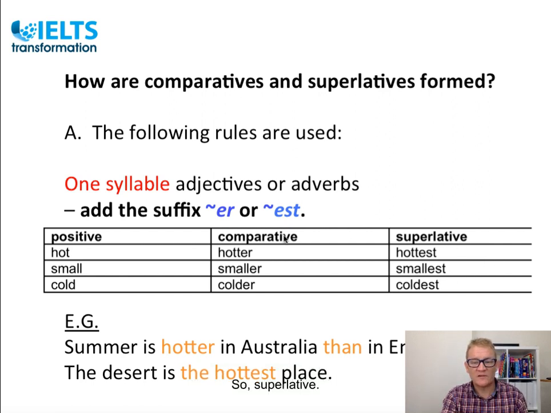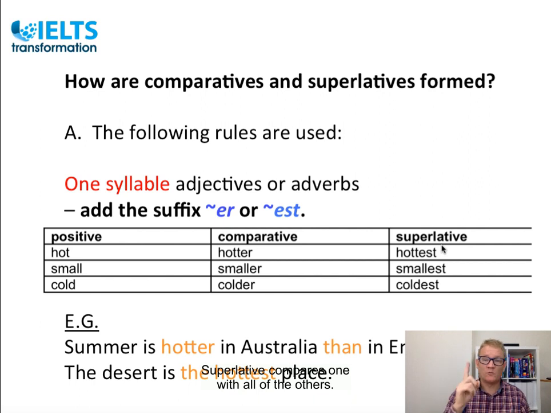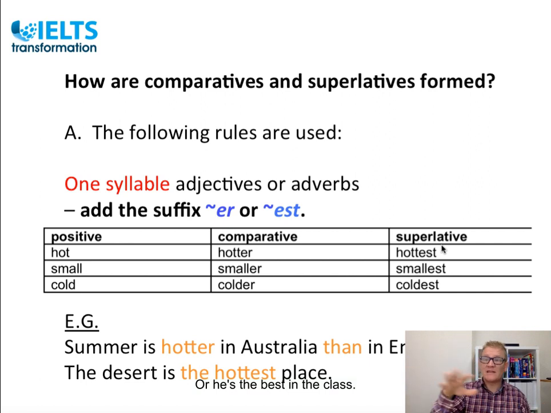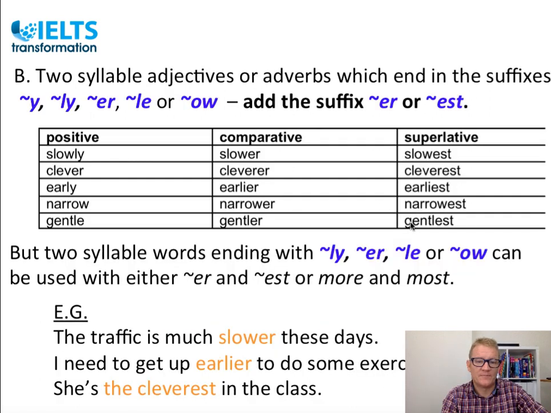So a comparative compares 2 people, places or things. A superlative compares 1 with all of the others. He's the best, okay, which means he's the number 1, right? Comparing him to all of the others. Or he's the best in the class. So comparing him or her with whoever is in the class. So 1 syllable, ER, EST.